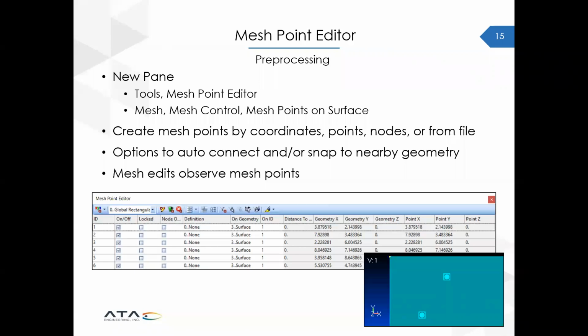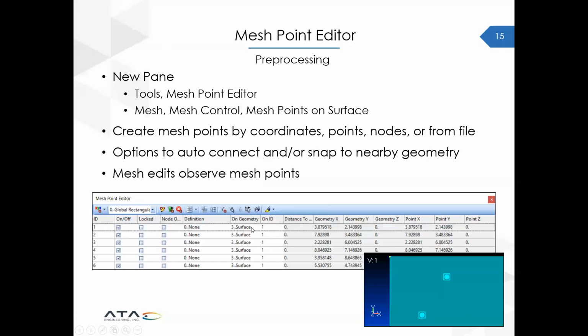So if you have an Excel list of mesh points that you need, maybe you know where all of your fasteners are or something like that, you can copy all those to the model really quickly. You can also copy your mesh points from the mesh point editor out of the model back to Excel or something. So really quick, a lot of options to create those. Each time you create a mesh point, you can also have it automatically connect to nearby geometry and snap to nearby geometry. And then what we'll see in the mesh point editor is for each one, we'll see if it's currently associated to any geometry.